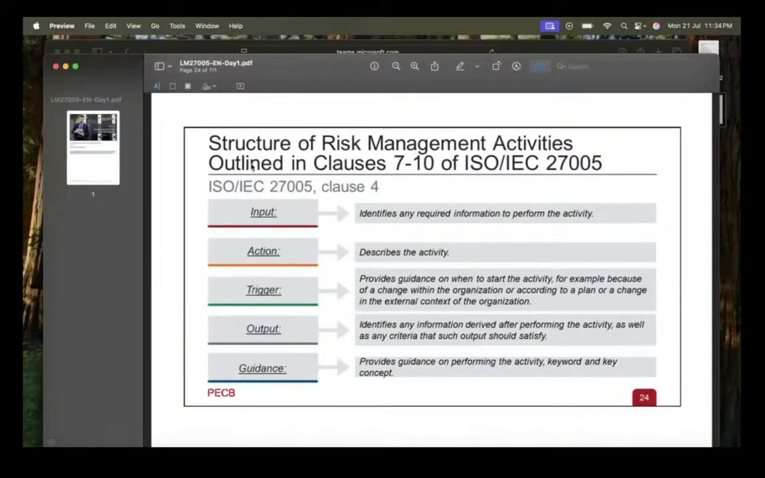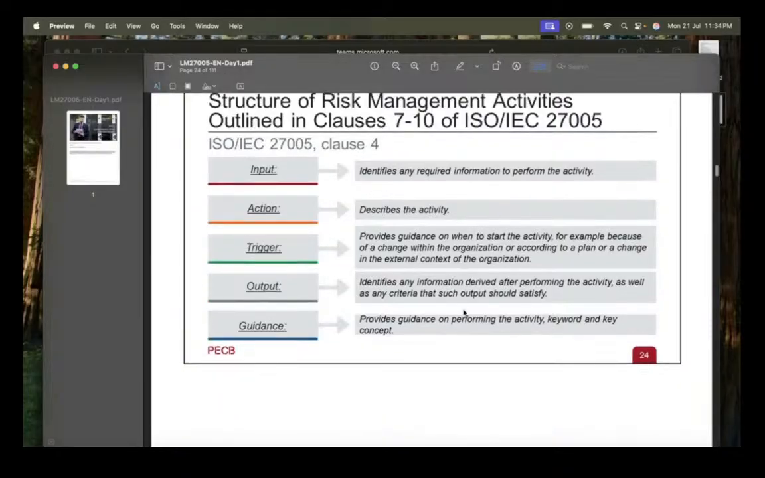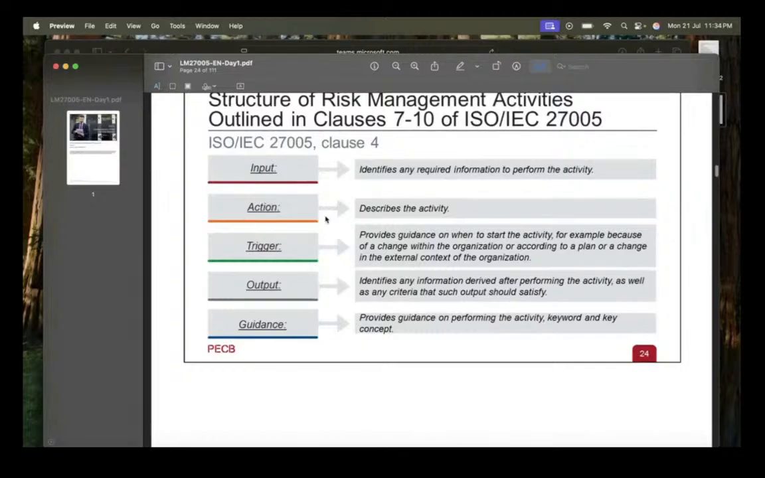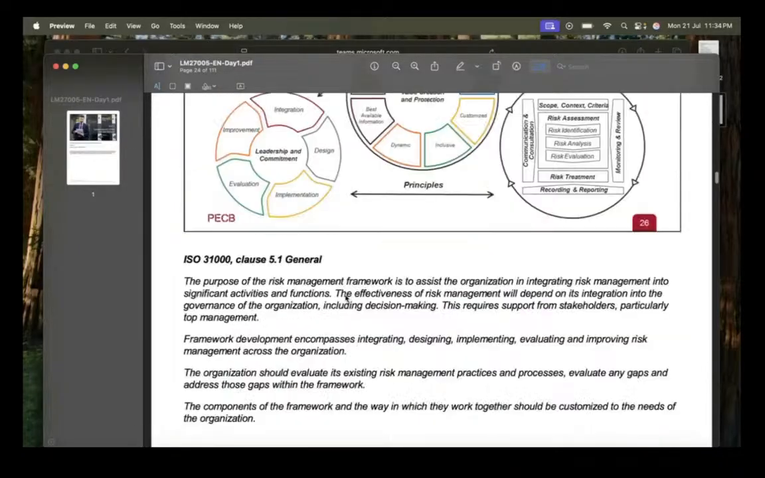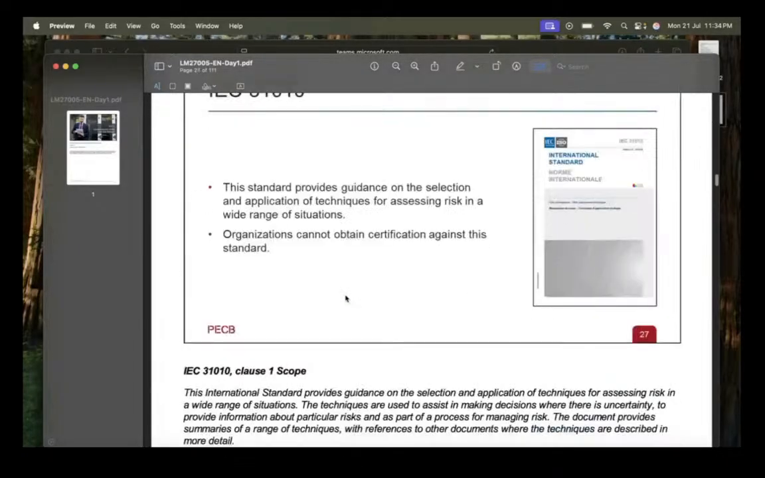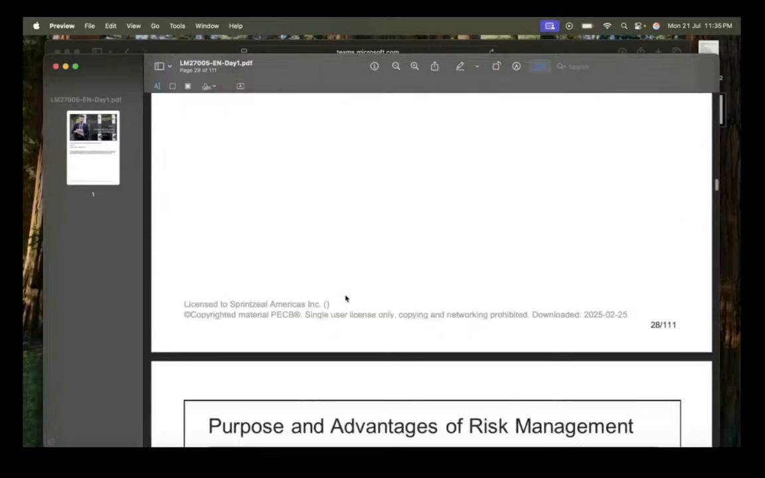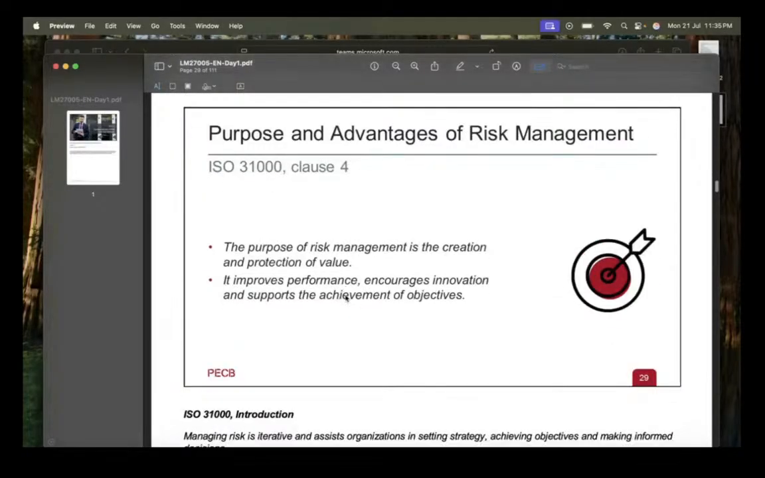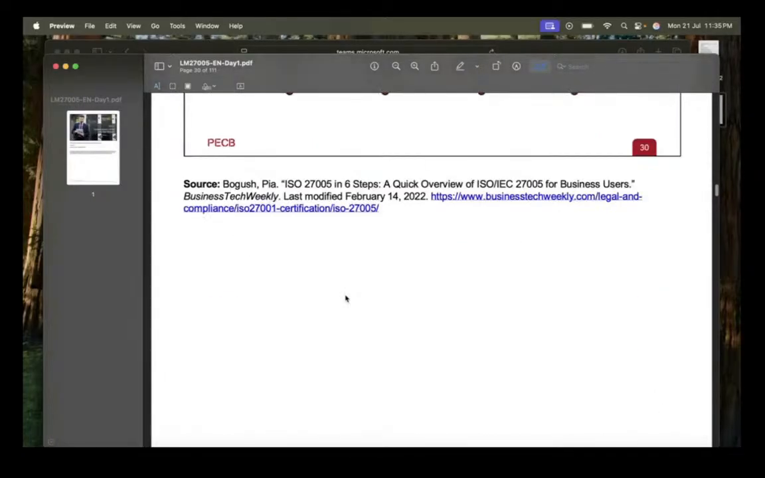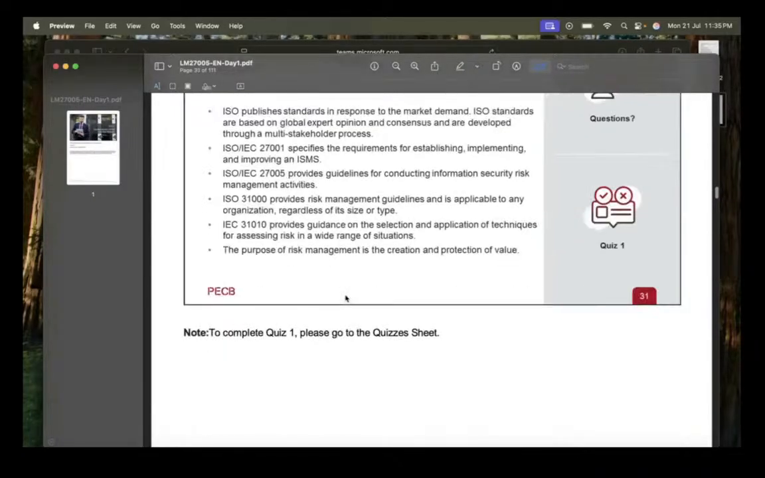Then we also discussed the structure of ISO 27005. If you remember, what is the structure of that? We give the input, action, trigger happens, then the output comes, and then the guidance. Then we discussed ISO 31,000 as well, and the structure of that. Then of course we moved ahead with the advantages and purpose of risk management.